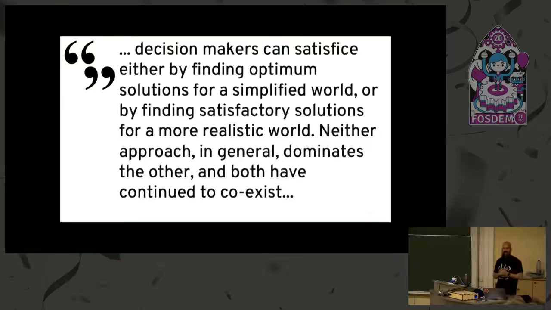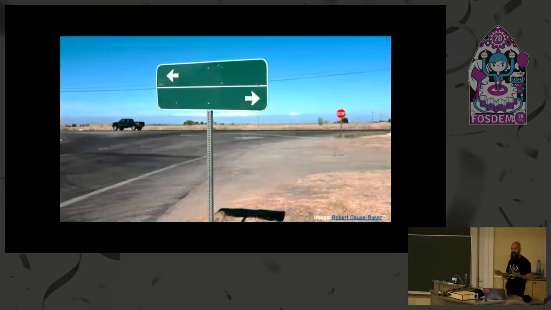Decision makers can satisfice either by finding optimum solutions for a simplified world or by finding satisfactory solutions for a more realistic world. Neither approach in general dominates the other, and both have continued to coexist. So you can defer and make your model more realistic and find a more ideal solution for that, or you can simplify your world, replace horses with circles, as the joke goes, and make an earlier decision. And neither approach is perfect, and certainly neither dominates the other. And that is the key to determining what to do.